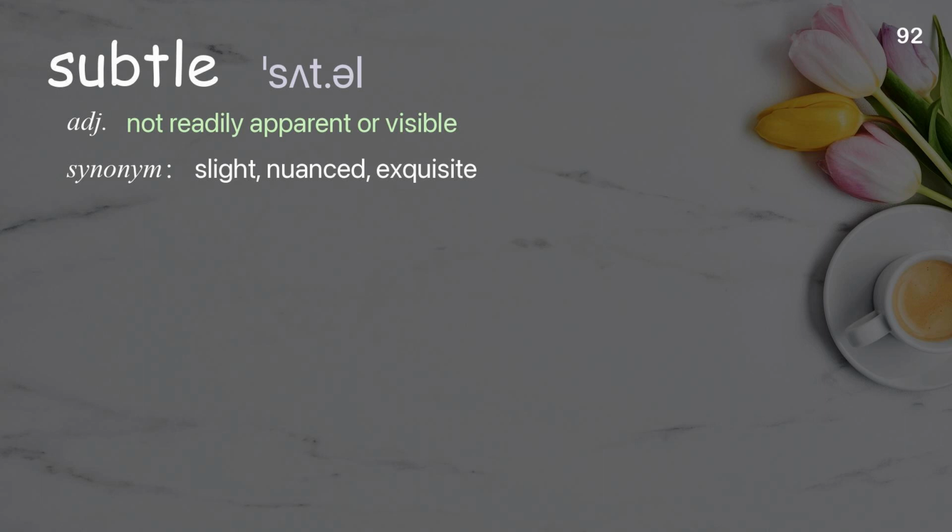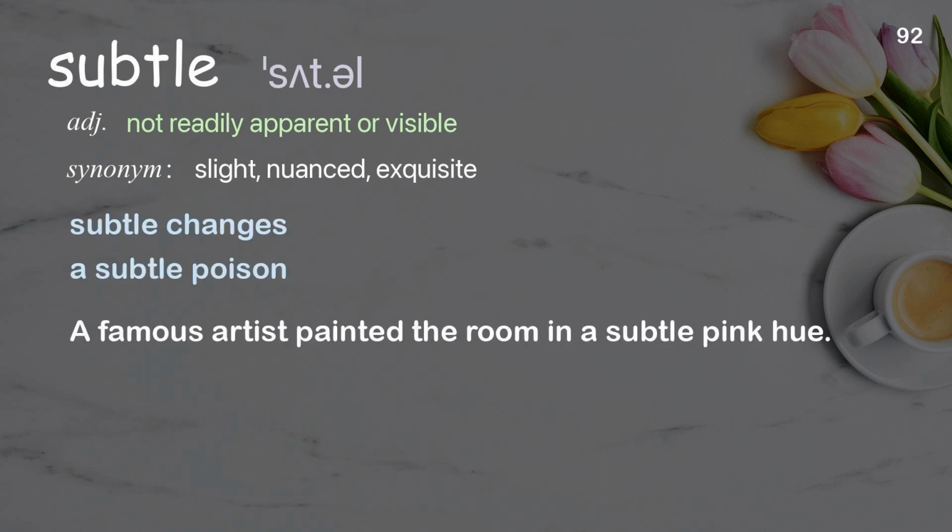Subtle: Not readily apparent or visible. Examples: Subtle changes. A subtle poison. The room was painted in a subtle pink hue.